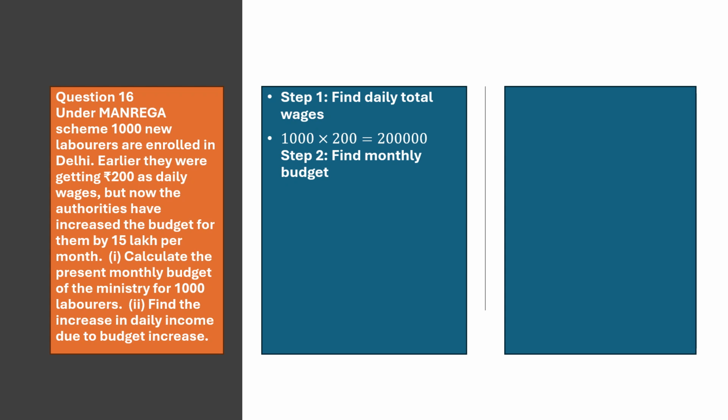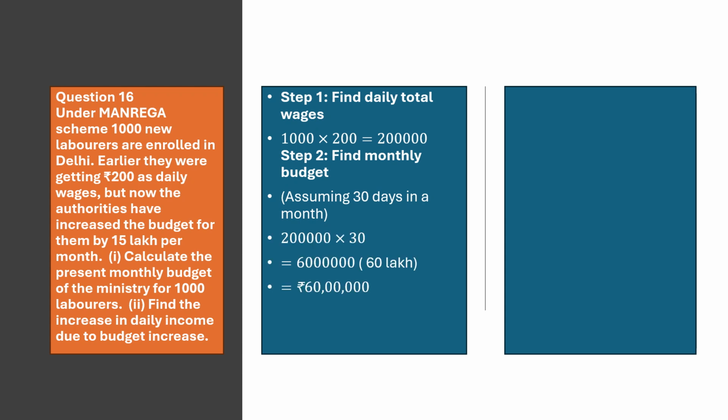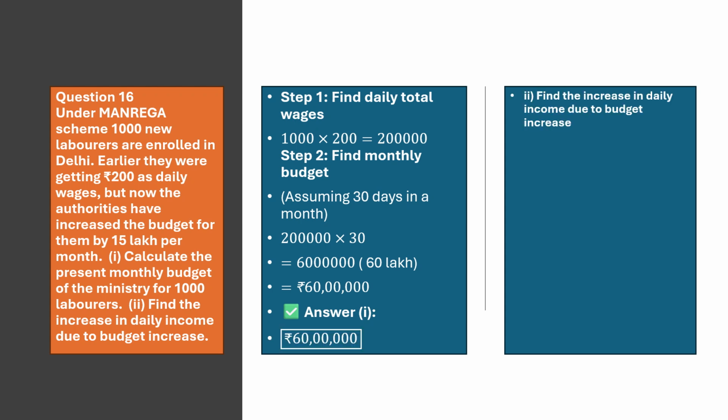Now what is the monthly budget here? So assuming 30 days in a month, 2 lakh into 30, you will get 60 lakh. So the answer for part 1, calculate the present monthly budget of the ministry for 1,000 laborers, will be 60 lakh. Let's see part 2.